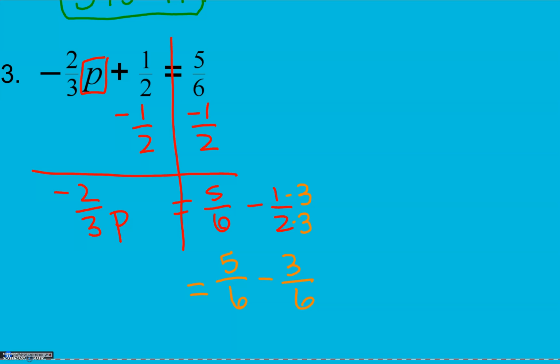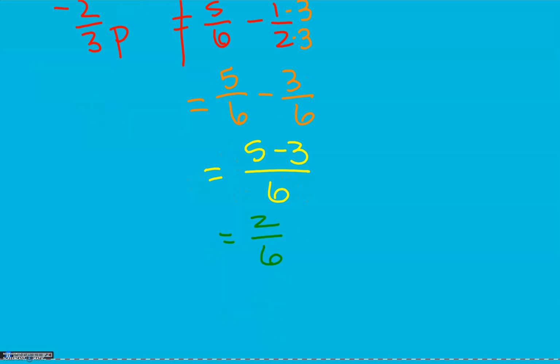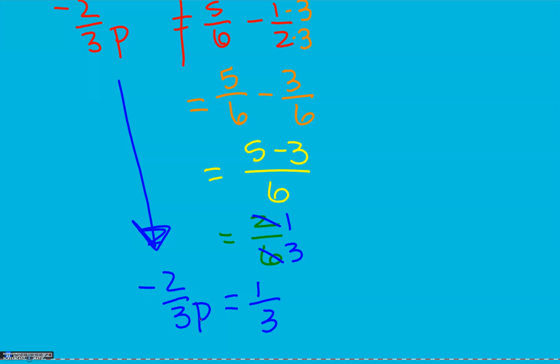If I change my denominator, I have to change my numerator. Here, now that we have a common denominator, I can keep that denominator, perform the operations on my numerator. This is going to give me 2 over 6. Which if we want to, we can reduce here. I can take a 2 out of 6 and get 3. And I have 1/3. So negative 2/3 p equals 1/3.